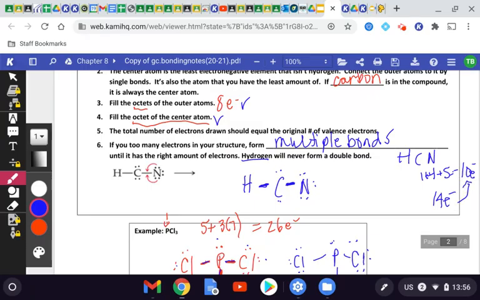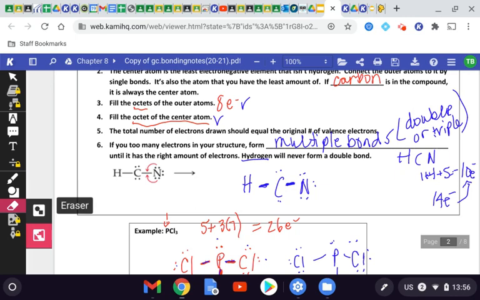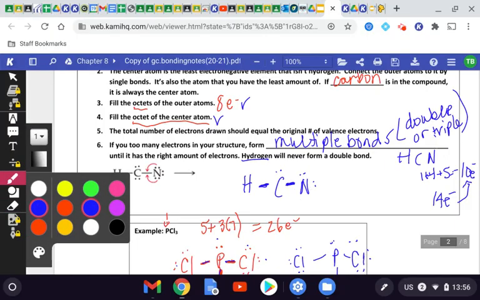So this is where rule number 6 comes in. If you have too many electrons in your structure, you have to form multiple bonds until it has the right amount of electrons. By multiple bond, what I really mean is either a double or triple bond. Now, in order to do that, you're going to erase a lone pair from the two atoms in which you're going to form a multiple bond. So I'm going to erase a lone pair off of the carbon and nitrogen, and then I would go in and draw a double bond.